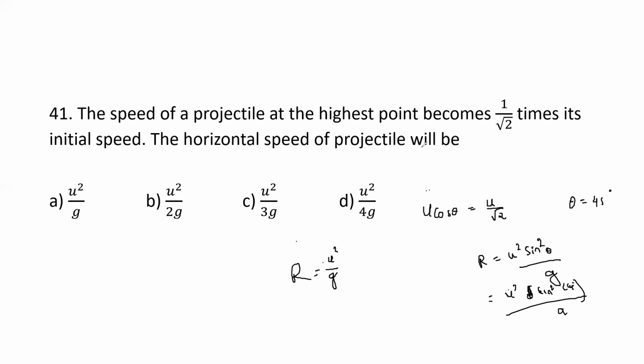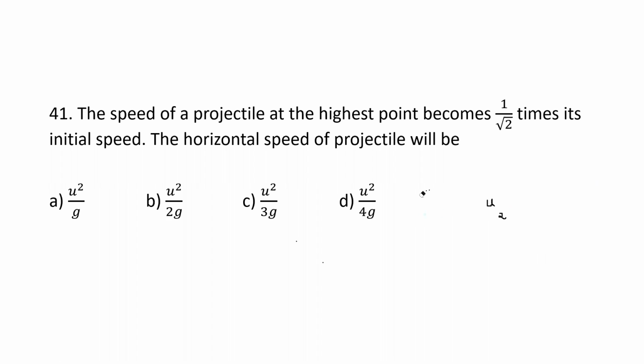This is what the speed of a projectile at the highest point means. At the highest point, the speed becomes 1 divided by root 2 times its initial speed. That is, u cos theta is equal to u divided by root 2. We can also split sine square theta and simplify that way. There are two methods, and with any one method we can do this. Therefore, the correct option is u square divided by g, option A.